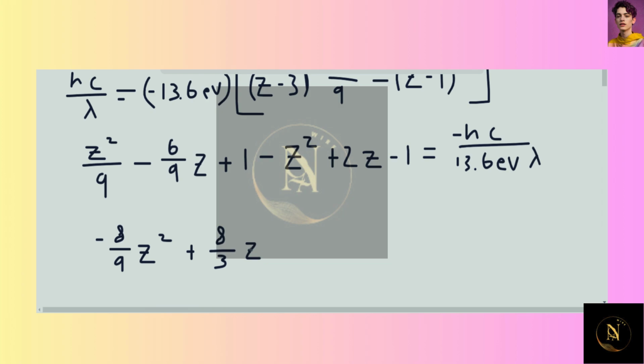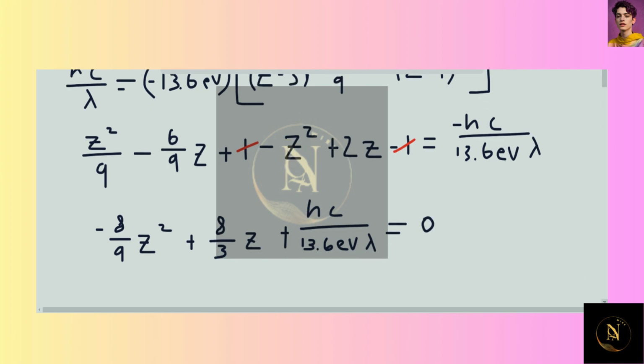Let's put all of it on the same side of the equation and then use the quadratic formula to solve for z. The plus 1 and minus 1 cancel, so this is plus hc divided by 13.6 eV times lambda, and this is all equal to 0. So we can use the quadratic formula to solve for z.